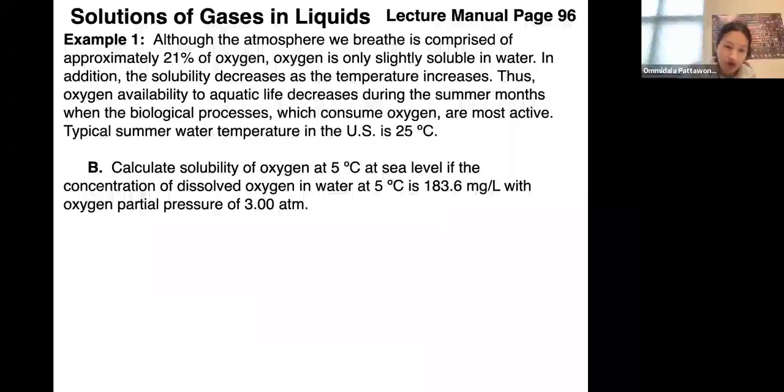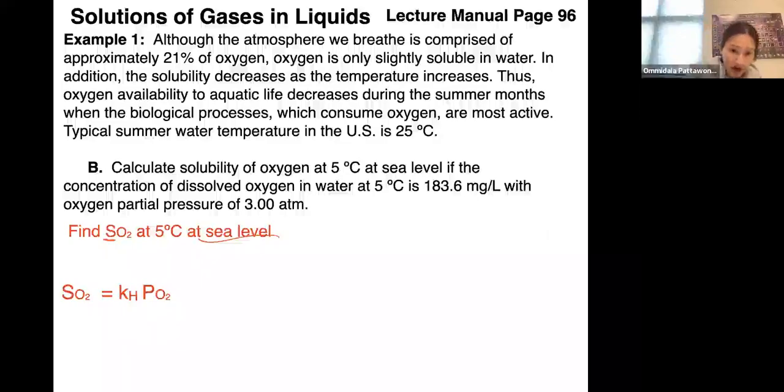According to this calculation, we want to know the solubility again, which is S. We're going to find S of oxygen at 5 degrees Celsius at sea level. So I'm going to set up the same equation again. The next thing is we know the partial pressure of oxygen, because we already calculated that in part A. The partial pressure of oxygen is 0.21, which is 21% of the atmospheric pressure at sea level.